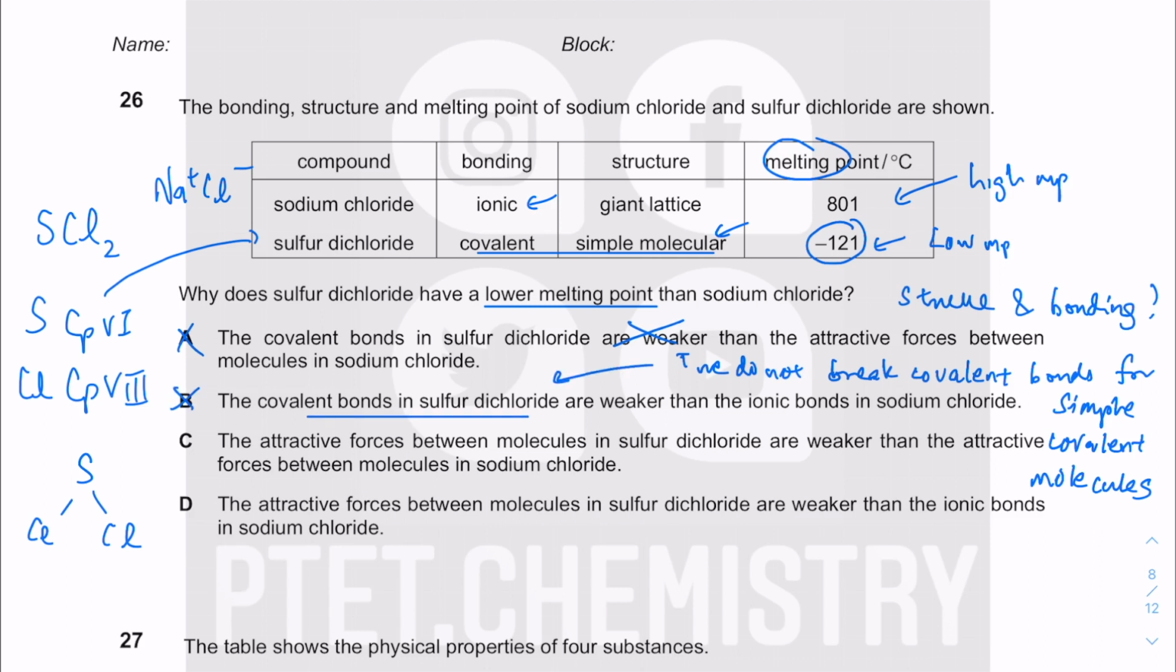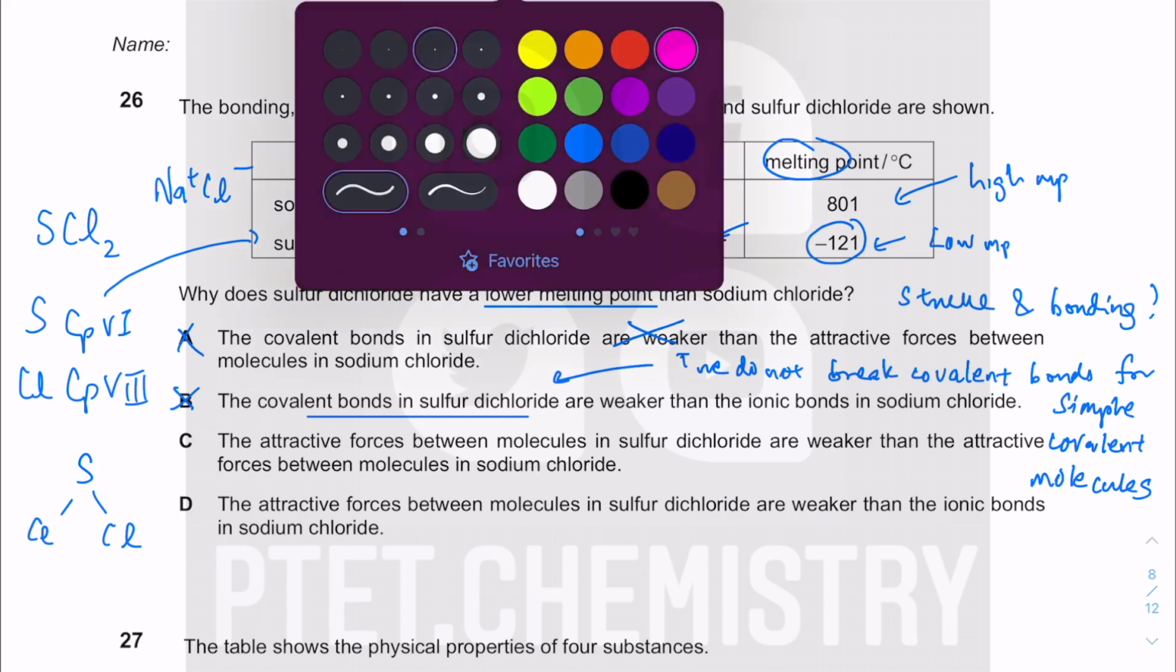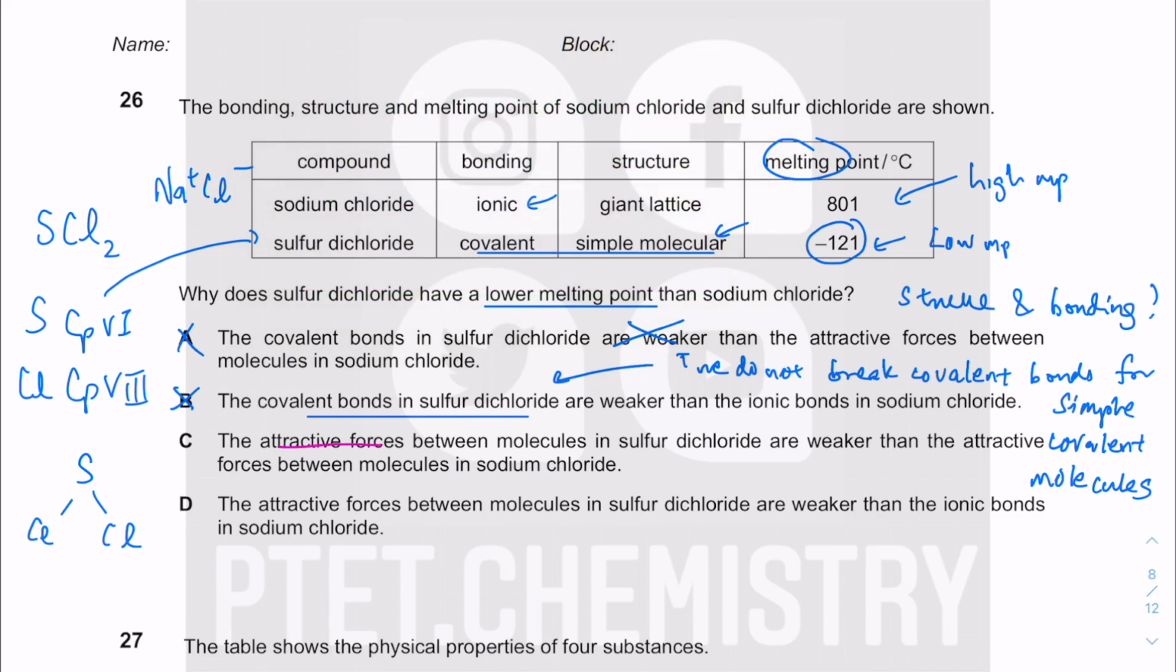So we're talking about the attractive force between the molecules in SCl2. Between the molecules, you have weak intermolecular forces, and that is what you break between simple molecules. That's why you only need a very small amount of energy. That's why it has a very low melting and boiling point. They are a lot weaker. The intermolecular forces, that one is called intermolecular forces.